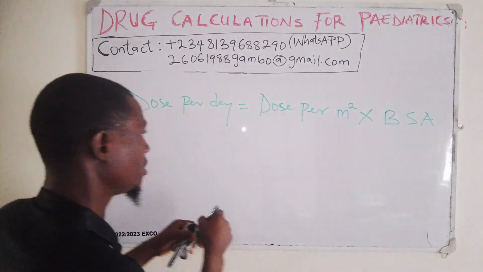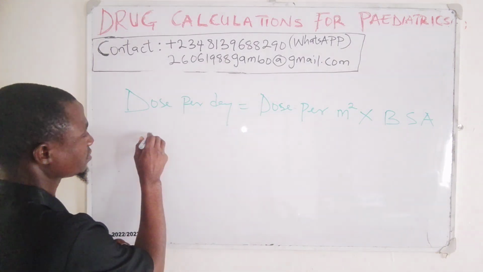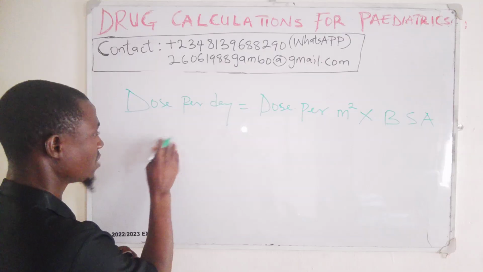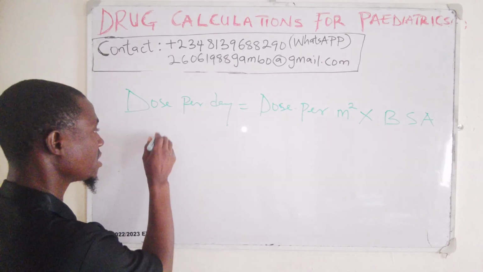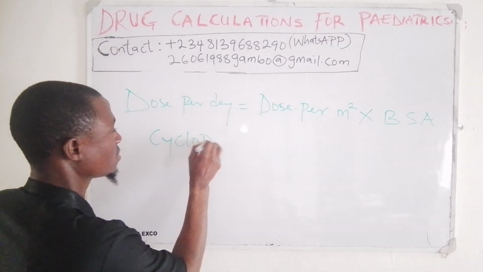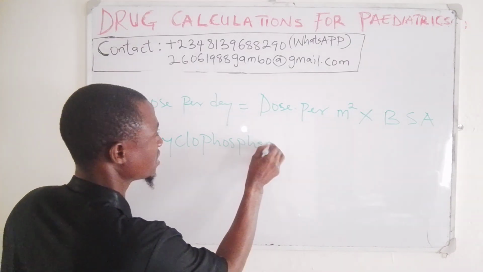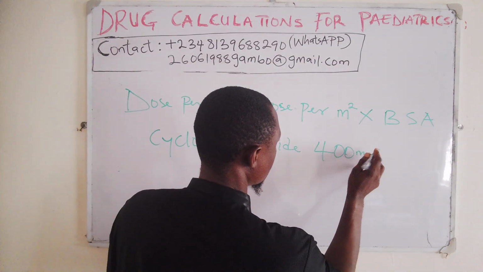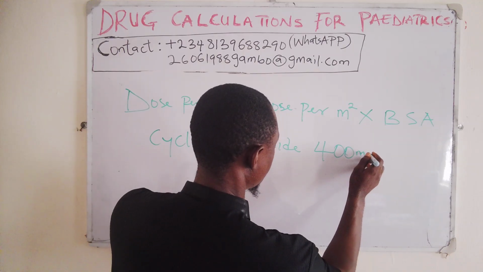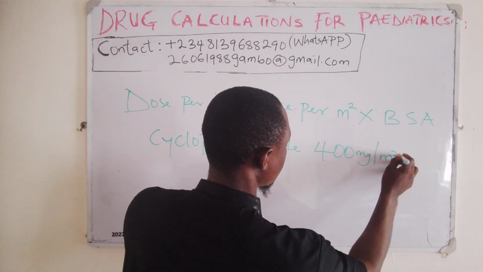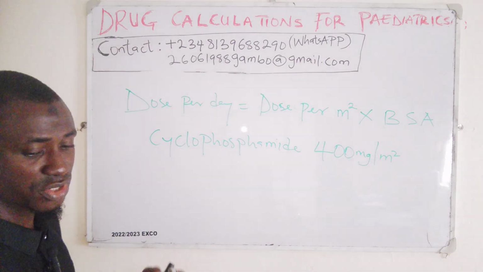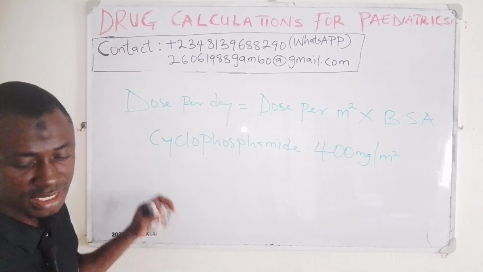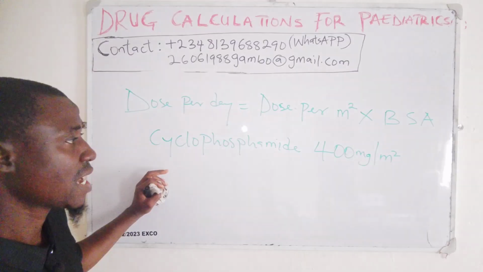Now let's assume this is how the drug will be dosed. Let's pick any drug, say cyclophosphamide. Cyclophosphamide has been prescribed at this dose, 400 milligrams per meter square. So if cyclophosphamide is prescribed using this format, what does that mean? It means I'm going to administer this drug.